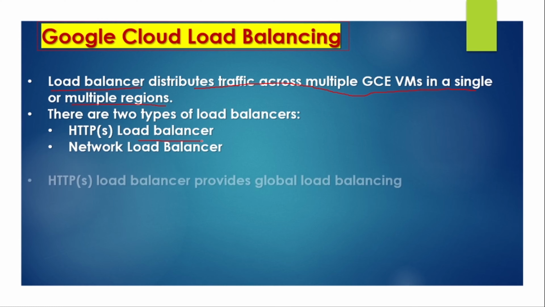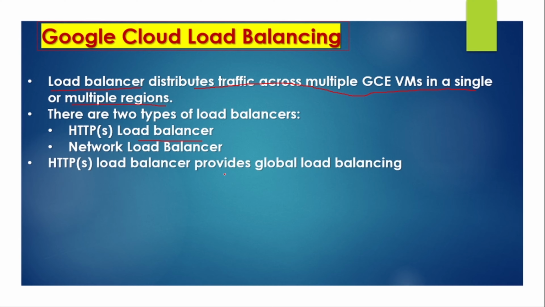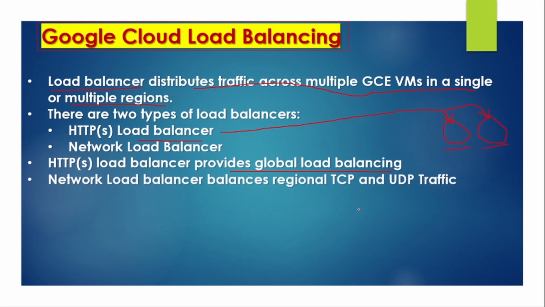HTTPS load balancer is a global load balancer. What does that mean? When you have an application that is hosted in multiple regions or multiple zones, that time you can go for HTTPS load balancers. So you can say that it's used for balancing the load between multi-regions or multi-zones, or global load balancing. And the other is the network load balancer, which is used for regional TCP and UDP traffic.